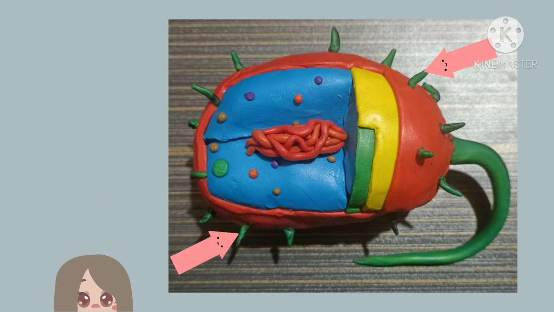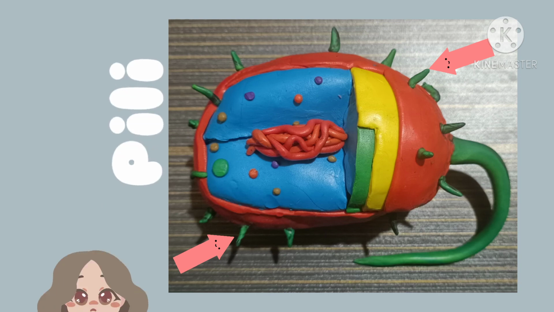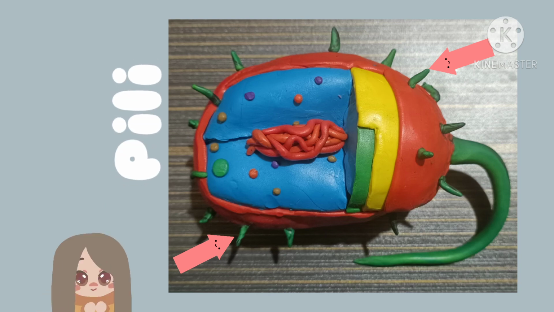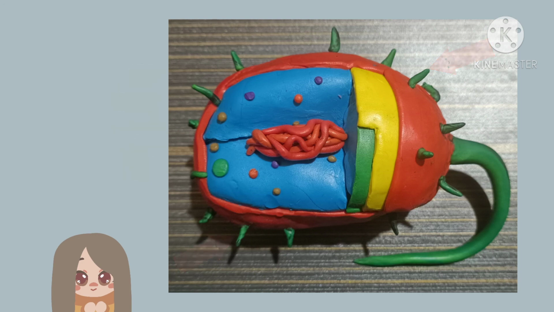The hair-like structure that is attached to the capsule is the pili. The pili is an organelle of adhesion allowing bacteria to colonize environmental surfaces or cells and resist flushing.